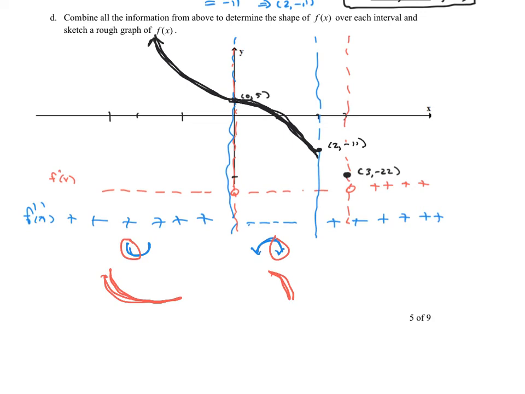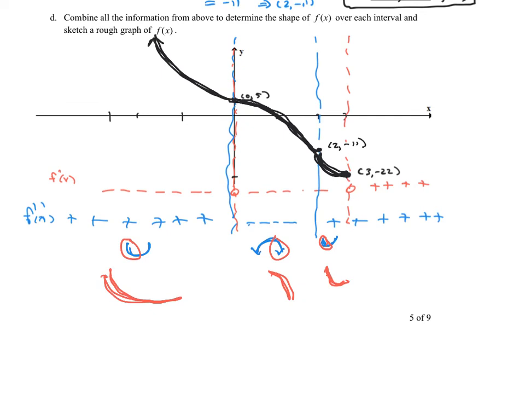Okay, let's look at this next one. Don't forget this interval. It is from 2 to 3 that we need to look at. From 2 to 3, my second derivative is positive. My first derivative is still negative, so it seems like I change to the left half of a smiley face at this point right here. So from (2, -11) to (3, -22), I'm going to do the left half of a smiley face. It did change concavity. That is an inflection point. That's good.